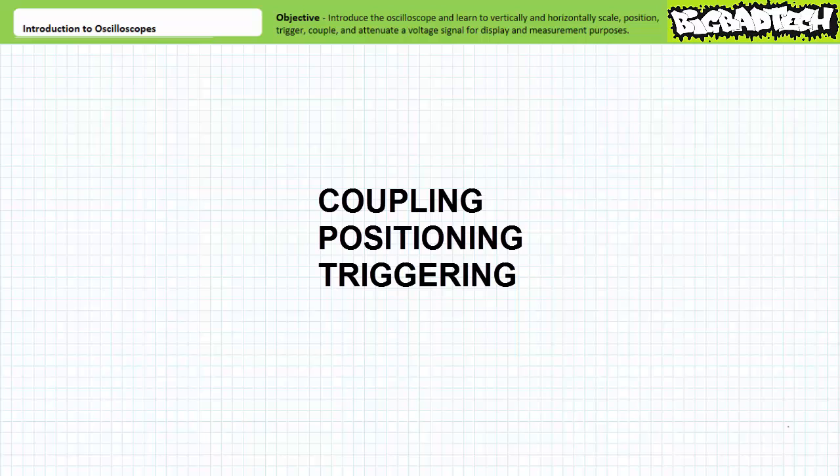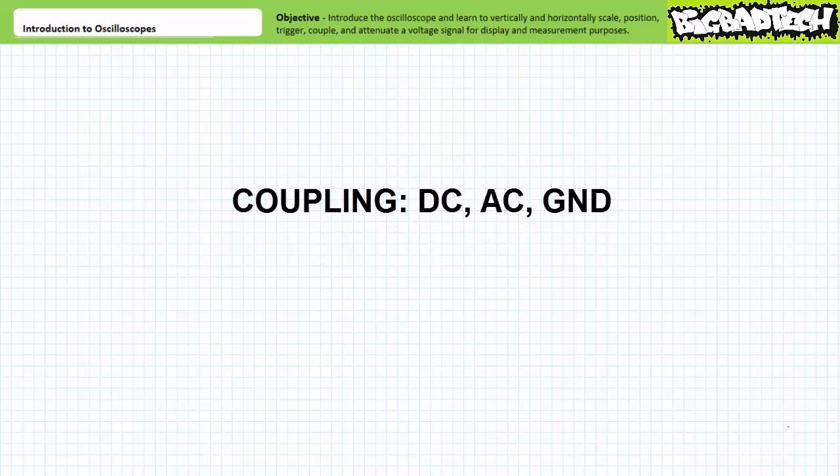Moving on, let's now discuss coupling, positioning, and triggering. Coupling is a means of displaying the waveform with or without any DC offset and grounding it. As such, coupling takes 3 forms: DC coupling, AC coupling, and grounding. When viewing a waveform with DC coupling, the oscilloscope includes any DC offset. When viewing a waveform with AC coupling, the oscilloscope removes any DC offset and assumes the incoming waveform is entirely AC, zero-centered. Ground coupling flatlines the display.